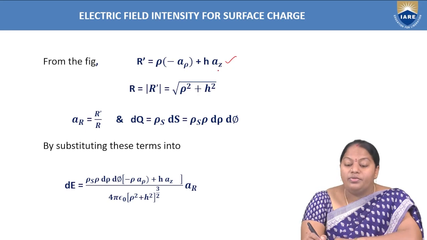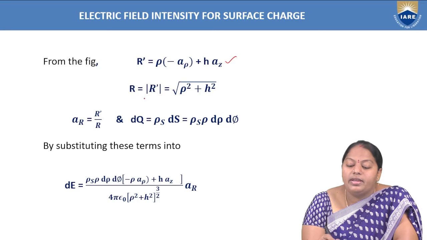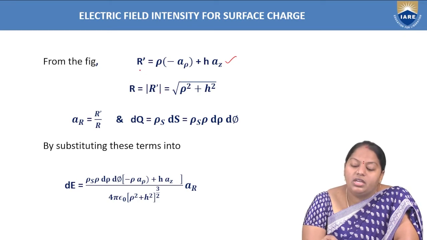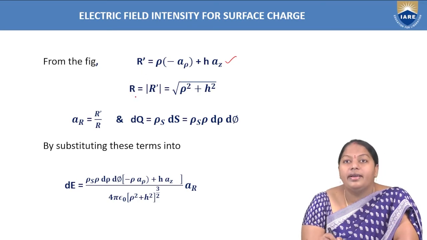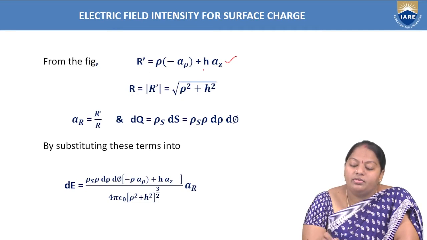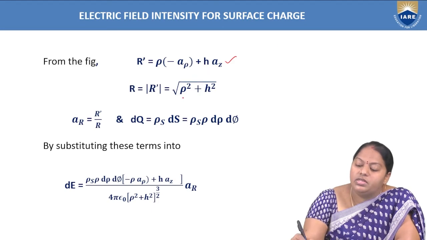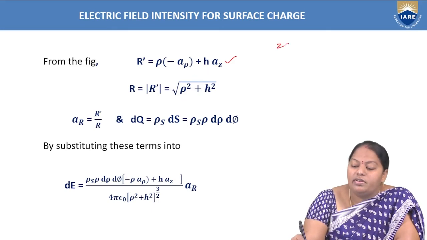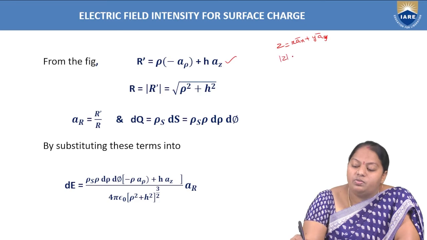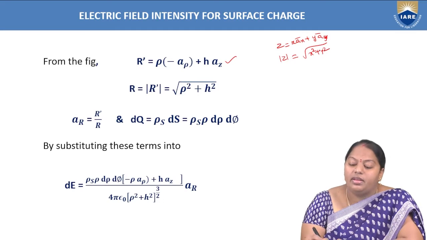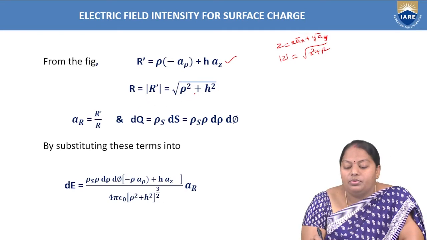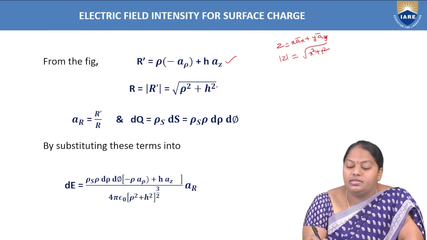Right? So now from this, if you find its magnitude, R equal to modulus of R dash. For variation purposes, we consider here R and R dash. So R dash is the vector form and R is the magnitude of this vector. So how are we going to find the magnitude of that? Suppose you have Z as a variable, Z equal to X a x plus Y a y. Then if you find its magnitude, modulus of Z is equal to root of X square plus Y square. In a similar way, here also R equals root of rho square plus H square is the magnitude of this equation.